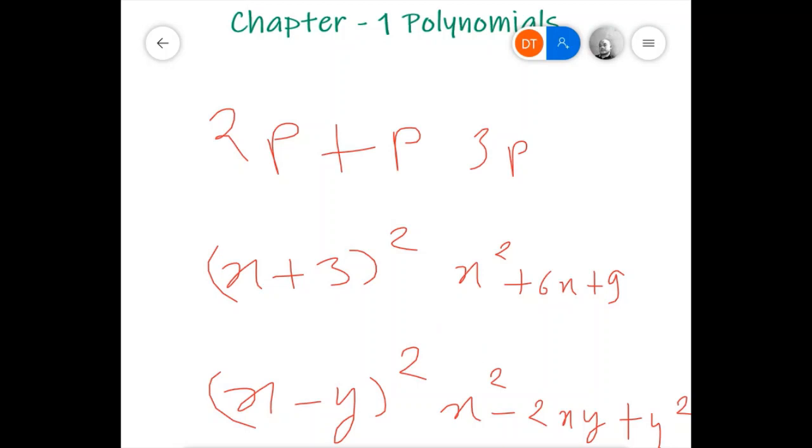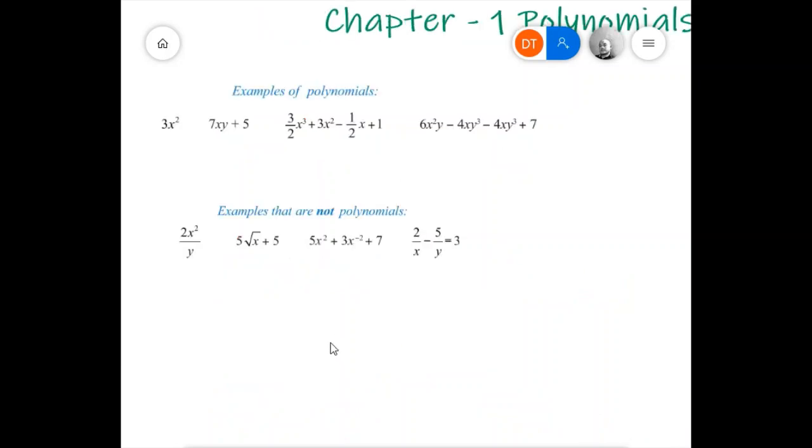So you saw that when we simplify the expressions, we find the number of the terms can be different from what appears to be before simplification. So therefore, we say that if it is possible to write an expression in simplified form, then we must count its terms only after writing its simplified form. Now let's take some of the examples in which these are the polynomials while these are not the polynomials.